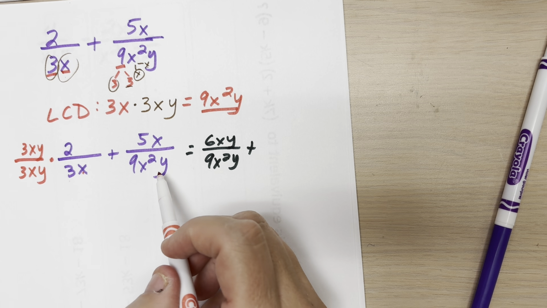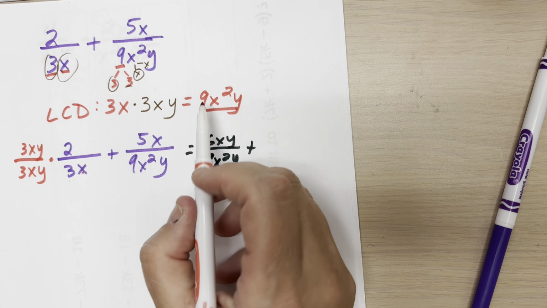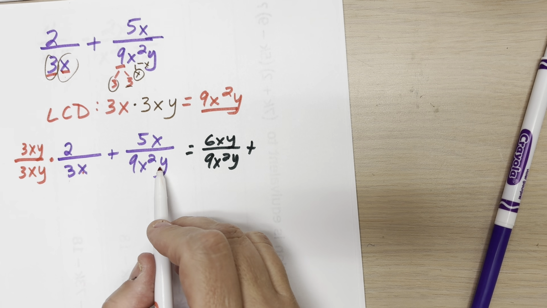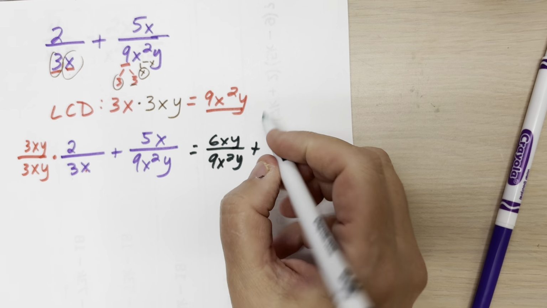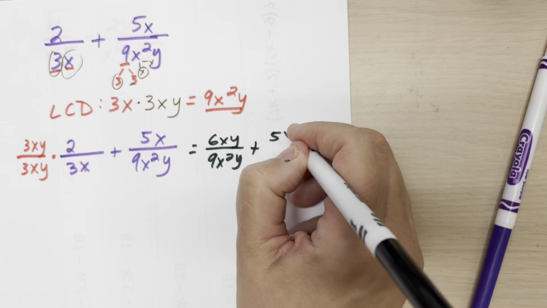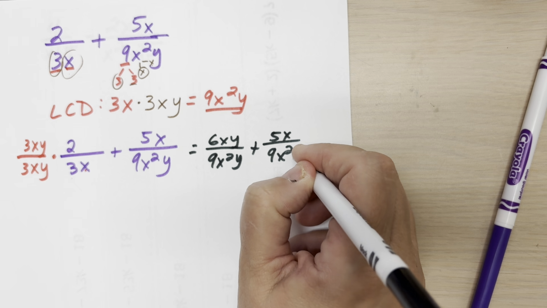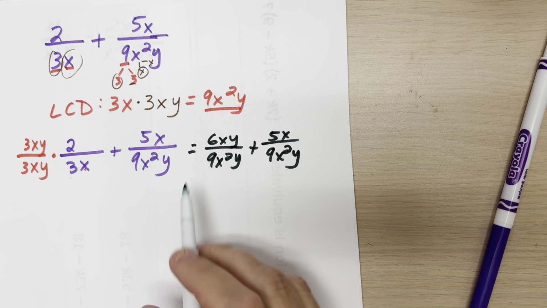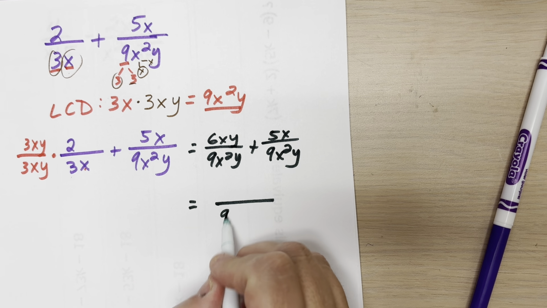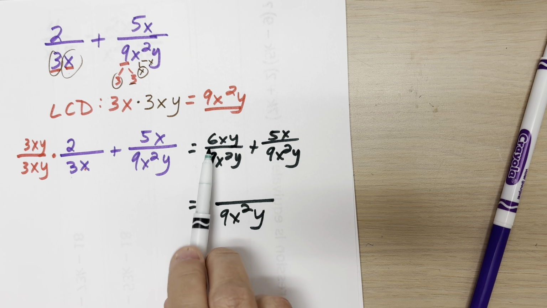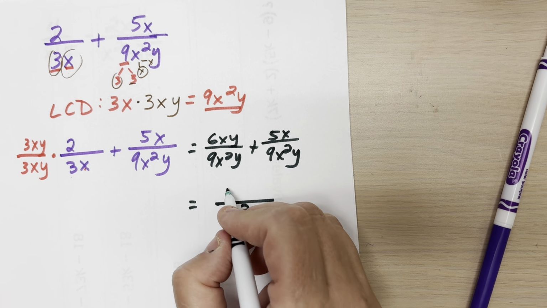I'm also going to have to multiply here. I should have left myself some room. 9x squared y. Oh, wait. I don't really need any more room because it's already all set up. So this is just 5x over 9x squared y. The last thing to do is put them together, 9x squared y. I have 6xy plus 5x.